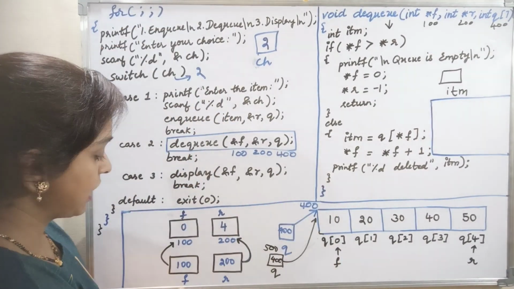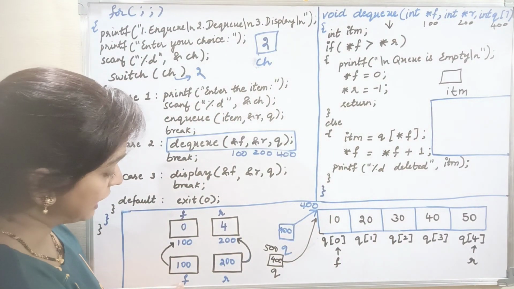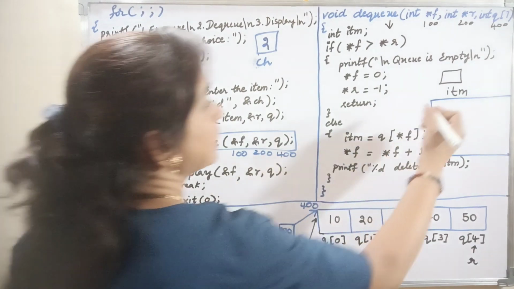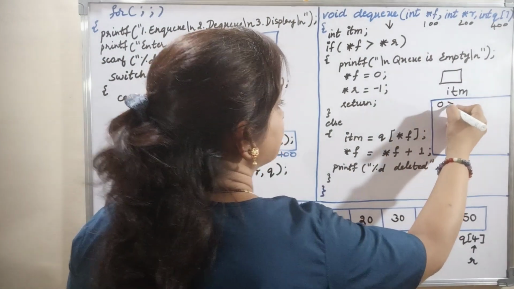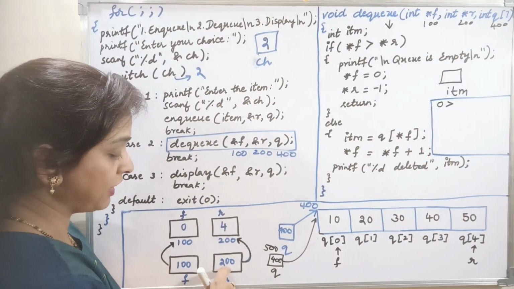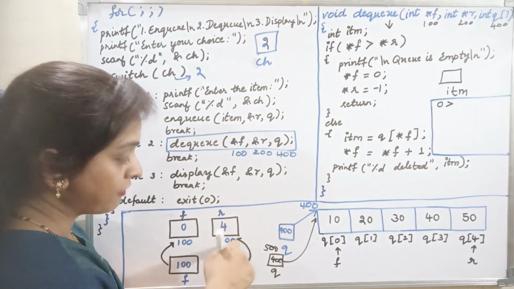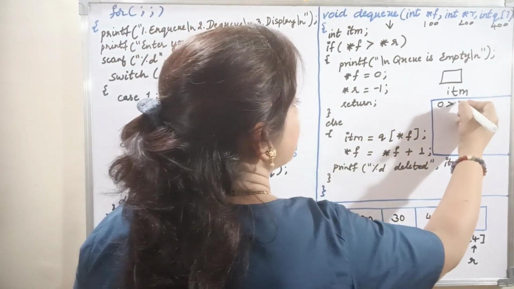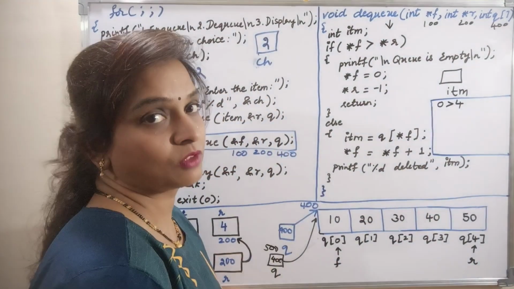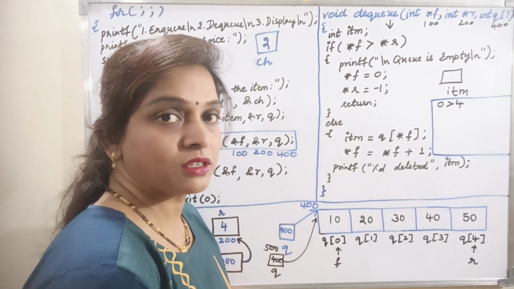F is 100. Pointer f means value at the location 100. It is 0. Is 0 greater than pointer r? R is 200, pointing to 200. Value at the location 200 is 4. Is 0 greater than 4? No.